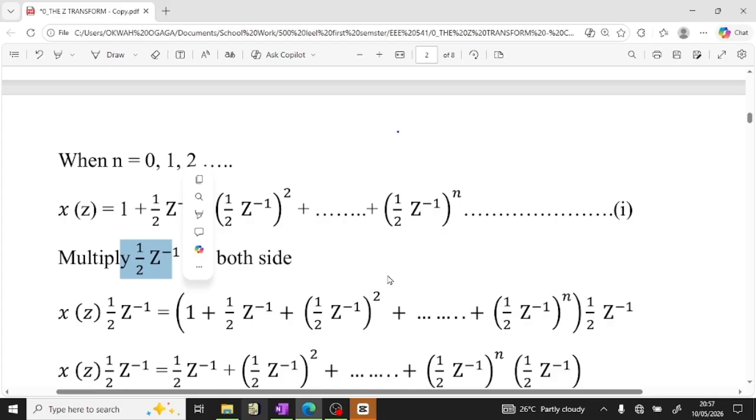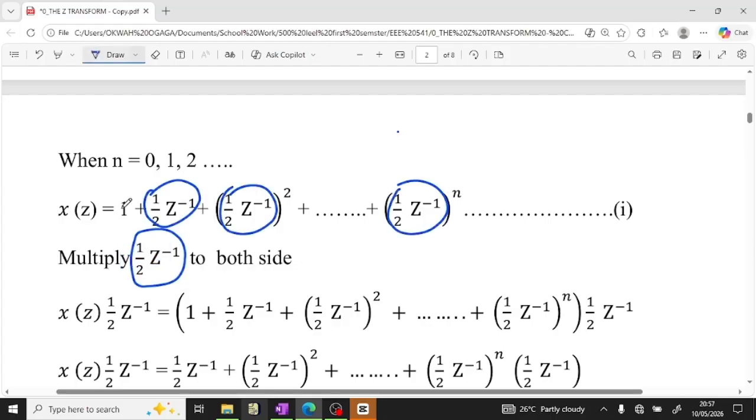This is the same thing as this. It is the same thing as this. It is the same thing as this. Are we seeing it? Since this term repeats in all of them, here it is raised to power 0, so it's just 1. So it is that term we are going to use to multiply both sides of equation 1. Is that clear? So 1 over 2, z raised to power minus 1. Use this thing to multiply this side.